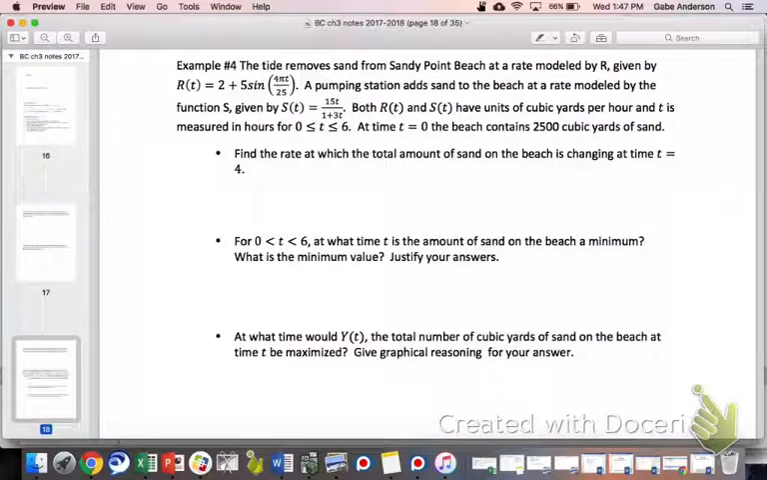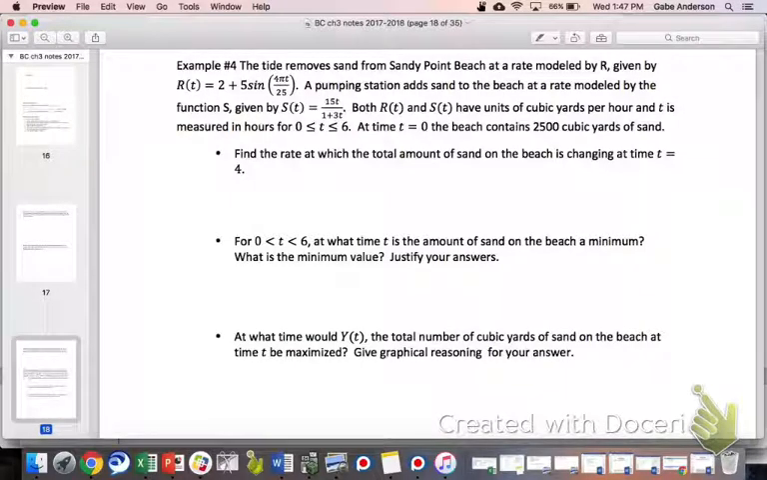We've got the tide removing sand from Sandy Point Beach at a rate modeled by that R function. A pumping station adds sand to the beach at a rate modeled by function S. You can see right there, R of t and S of t are both in cubic yards per hour. T is measured in hours. At t equals 0, the beach contains 2,500 cubic yards of sand.